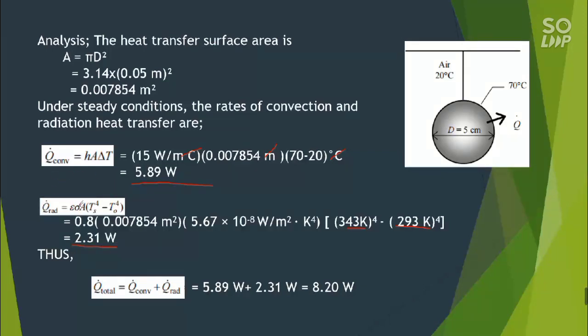Now, since we already get the rate of heat transfer by convection and by radiation, we can now solve for the total heat transfer, and that is given by this formula. The total rate of heat transfer is equal to the rate of heat transfer by convection plus the rate of heat transfer by radiation. Putting in the values, we have 5.89 watts plus 2.31 watts, we get 8.20 watts. So this is our final answer.